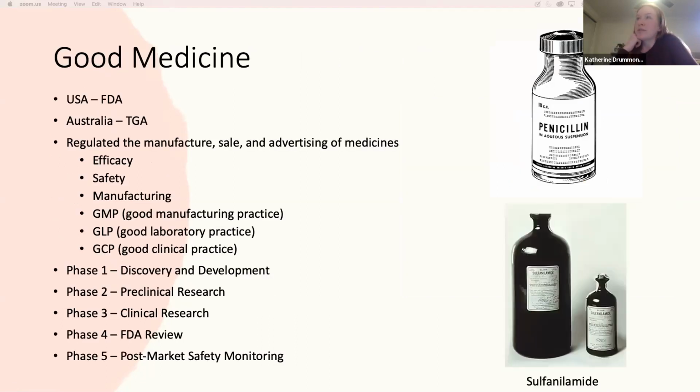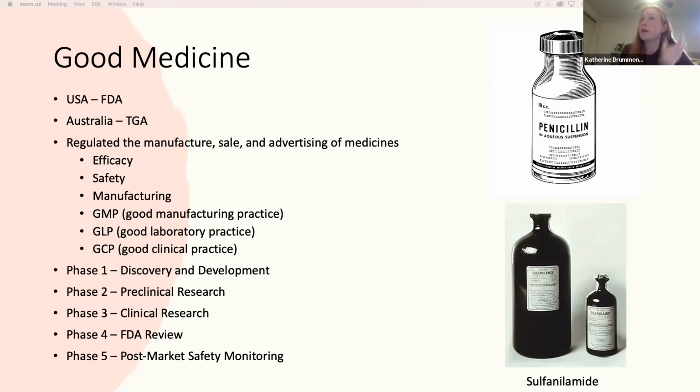And then the last thing I was going to go over quickly was just this idea of good medicine. So we have these that mediate it for us. In the USA, it's the FDA, which I'm sure you guys have heard of. And in Australia, it's the TGA. And basically, these are introduced to try to regulate manufacturing, sale, and advertising of medicine, make sure that it's safe, making sure that it has a high efficacy.